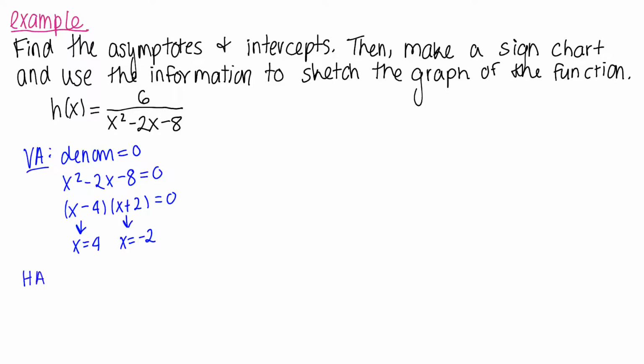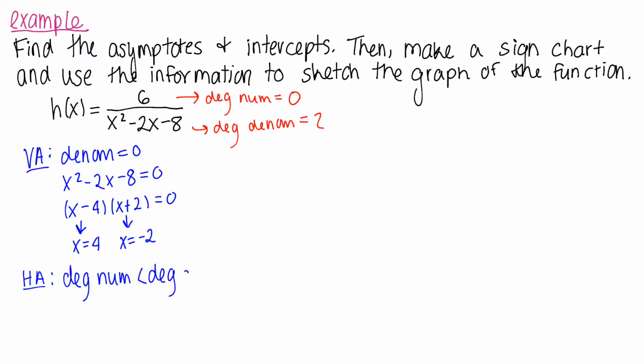For the horizontal asymptote, the degree of our numerator is 0. And the degree of our denominator is not 1, it's 2. So 0 for the numerator, 2 for the denominator. So the degree of the numerator is once again less than the degree of the denominator. So there's a horizontal asymptote at y equals 0.